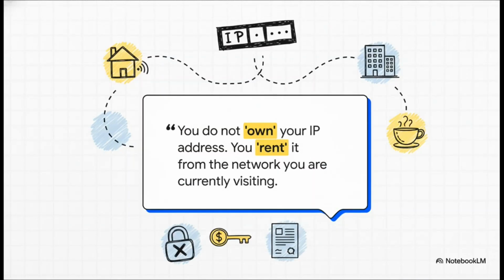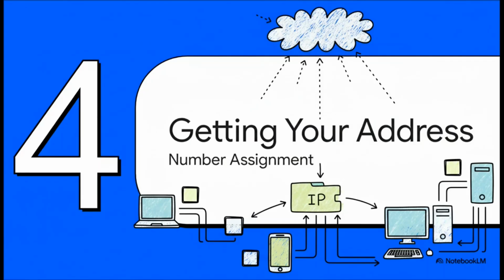And that, right there, is the big aha moment. You never actually own your IP address. You're just renting it, borrowing it from whatever network you happen to be visiting, whether it's your home, your office, or that coffee shop. So, that just leaves one last piece of the puzzle, doesn't it? If you're renting these addresses, who's the landlord? How does a network actually hand out these temporary numbers in the first place?